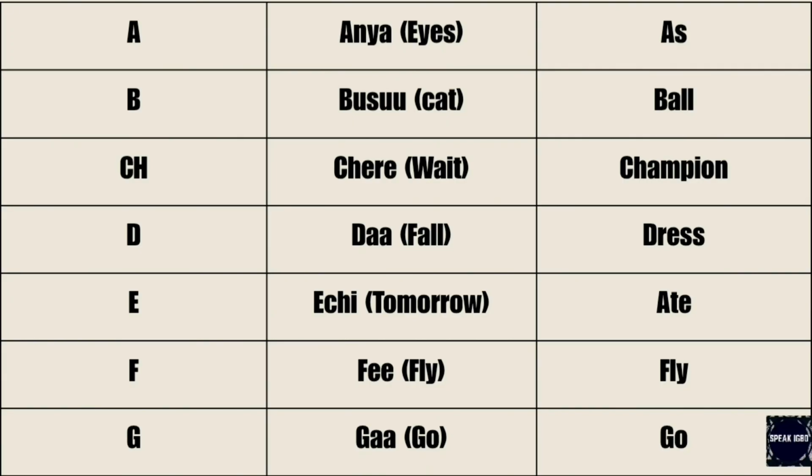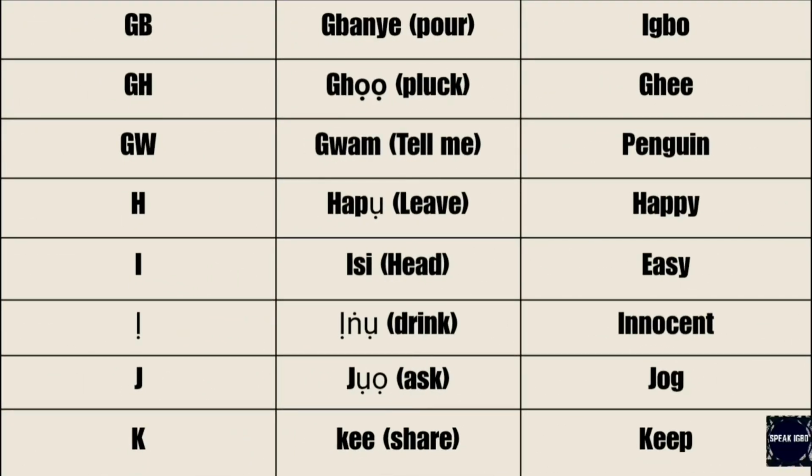The next letter on our list is G. Ga means go, and the English word is go because it has the same G sound. Let's move on to the next one. Bwe. Banye is the word, which means pour. In English, I didn't find a word with the bwe sound. However, Igbo is used interchangeably in English and Igbo. So we use the word Igbo.